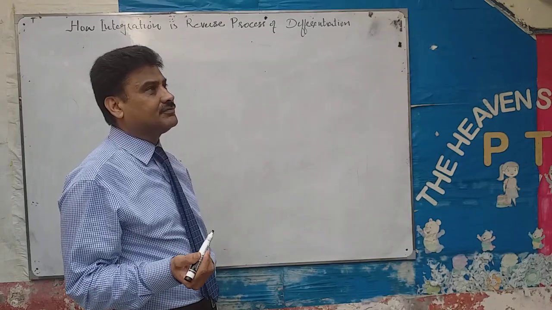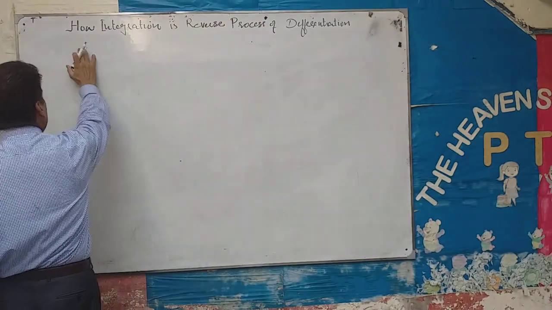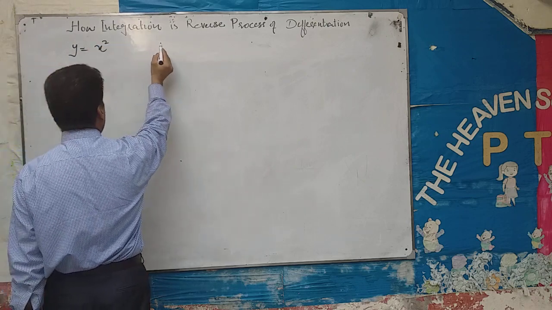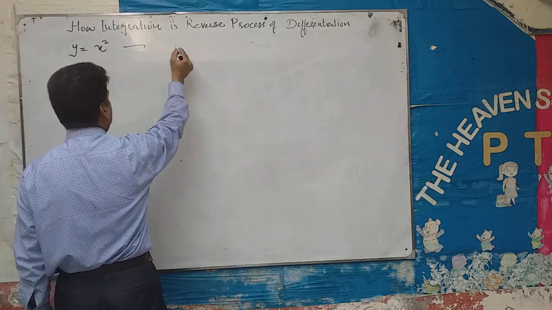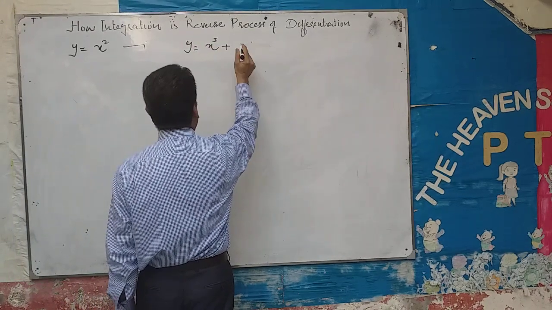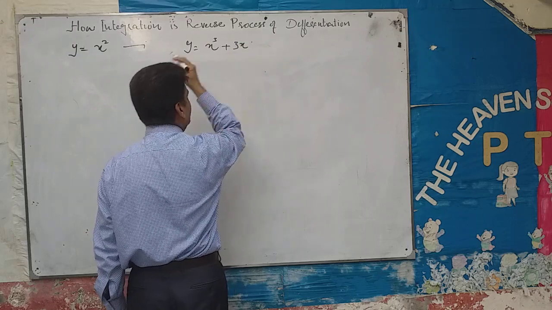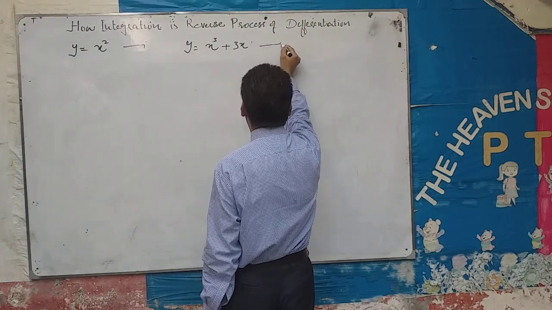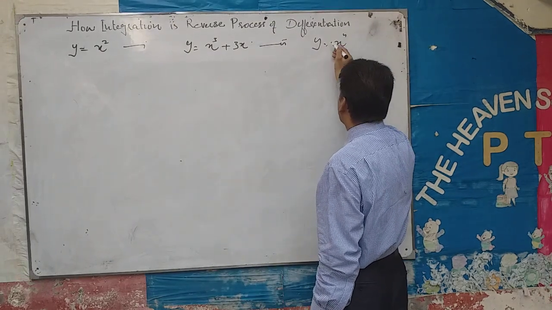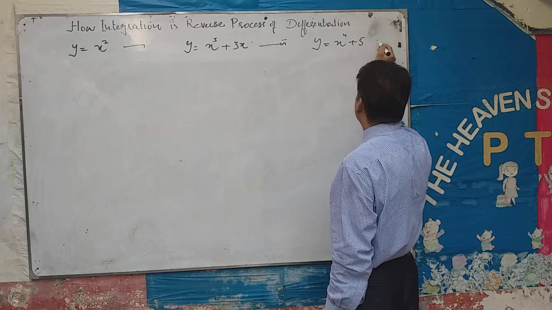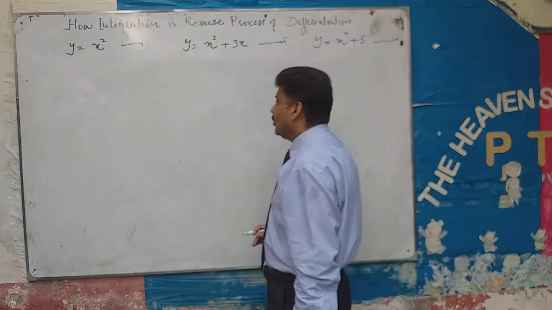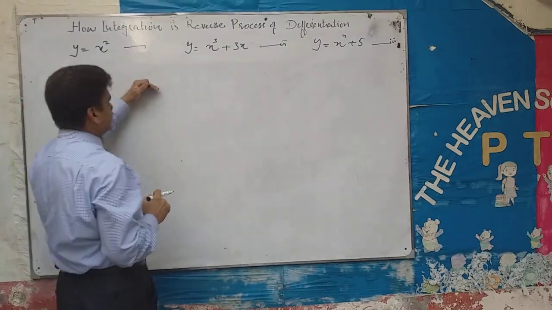Suppose we have some curves. For example, y is equal to x square in the first case, y is equal to x cube plus 3x in the second case, and y is equal to x to the power 4 plus 5 in the third case. Now we find their gradient functions.